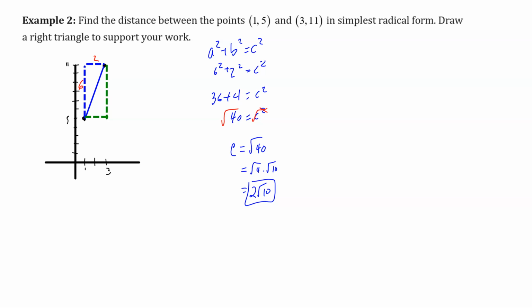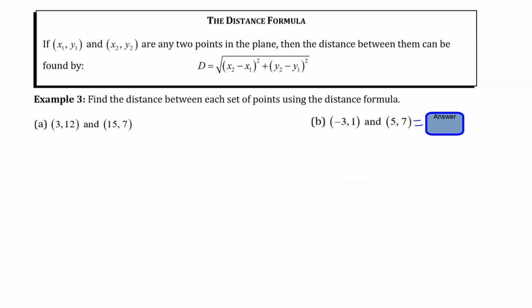But let's be honest, having to sketch those out can sometimes get a little annoying, makes it more work. What if the points aren't super nice? What if they don't cross at nice grid points? So we need to have an alternate method here. So that's where the actual distance formula comes into play.